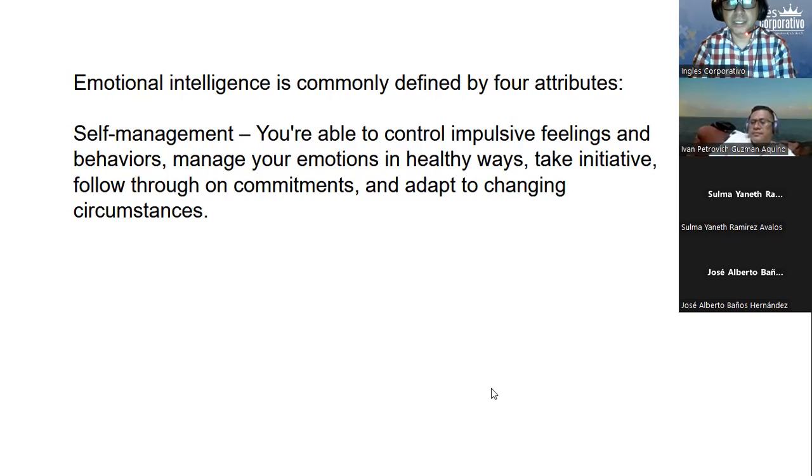Let's check some words here. So define is like a definition, right? Attributes is like different things that are part of something. You're able. What is to be able? Anybody? It's when you can do something. Perfect. It is a synonym of can.